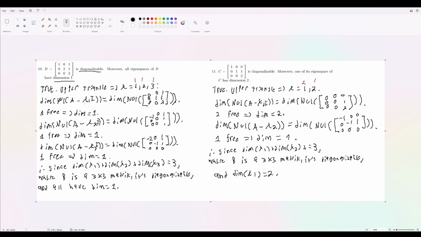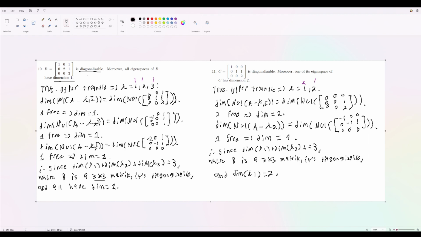Similarly for lambda 2, we see that it's going to be free, because if we take this, we're going to have one pivot, so it's free there. One free variable goes to dimension 1 again, and lambda 3 is the same thing, dimension 1. So therefore, since dimension of lambda 1 plus dimension of lambda 2 plus dimension of lambda 3, if you wanted to write this more appropriately, you would say dimension of the null space of A minus lambda 1 I plus dimension of the null space of A minus lambda 2 I, which is just a lot of things to write out, but you do that. Since it's equal to 3, where B is a 3 times 3 matrix, it's diagonalizable, and all have dimension 1.